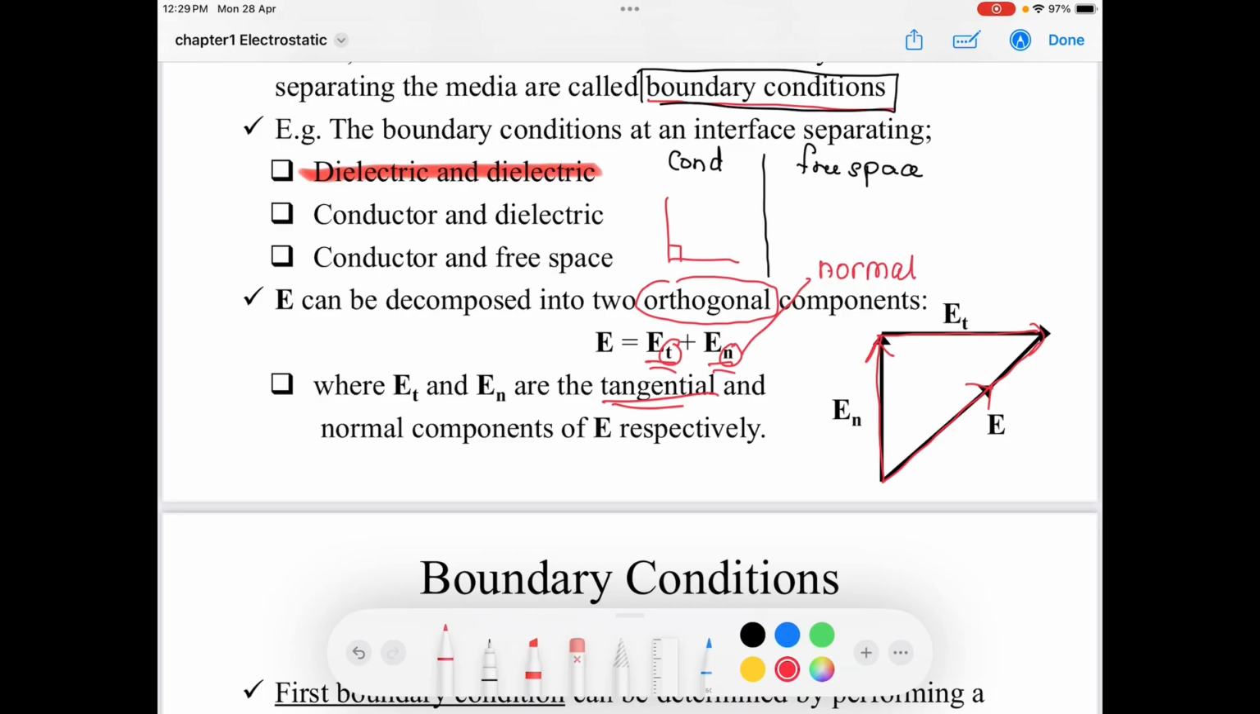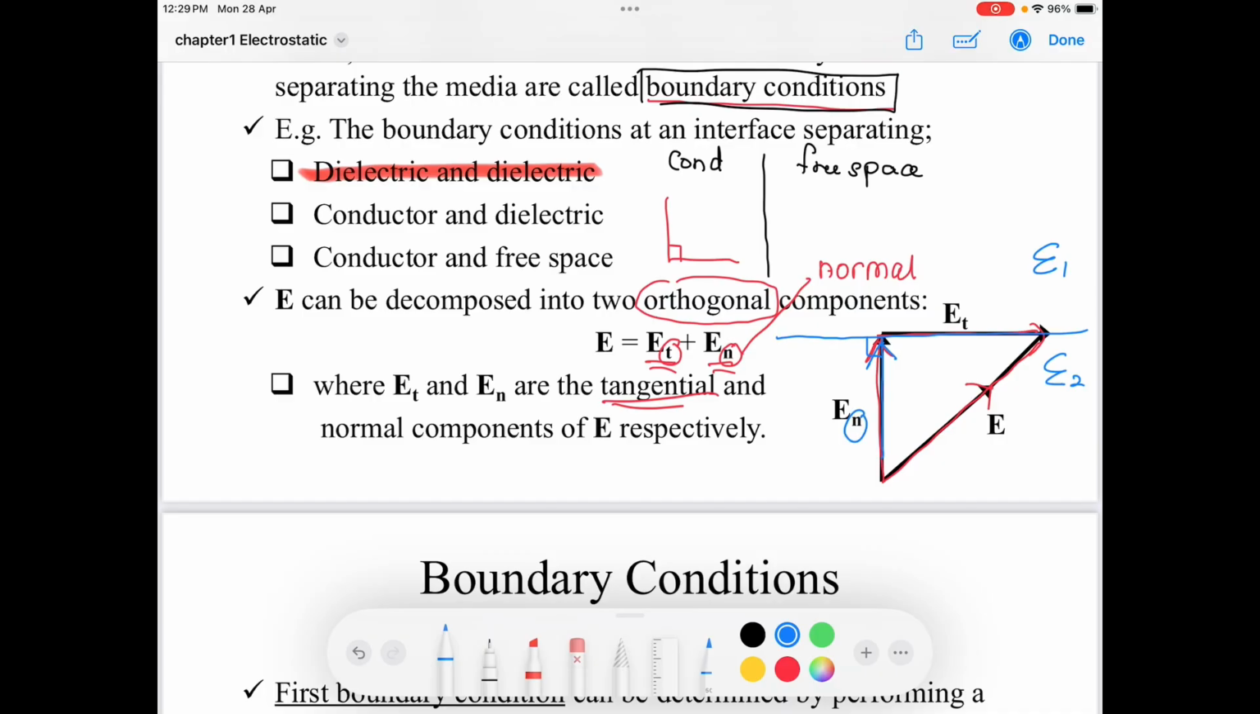What is the meaning of normal component and tangential component? Imagine this blue line is the interface between dielectric medium 1 and dielectric medium 2. When the electric field has a 90 degree angle with the interface, we call it the normal component.